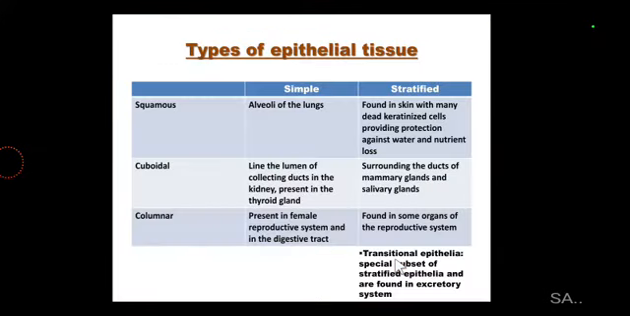So we'll see their locations. We have different types of epithelial tissue. If you look at the simple squamous epithelial tissue, then this is found in the alveoli of the lungs. This is making the alveoli of the lungs. Since this is just a single layer thick, it is very thin, which allows both oxygen and carbon dioxide gas to diffuse easily through it. So it is forming the alveoli of the lungs.